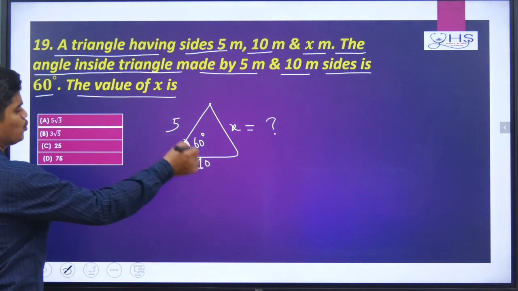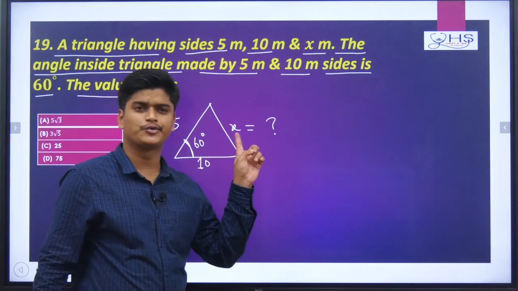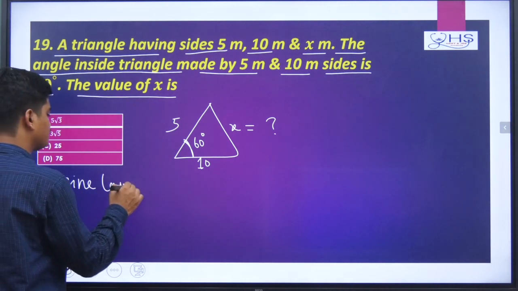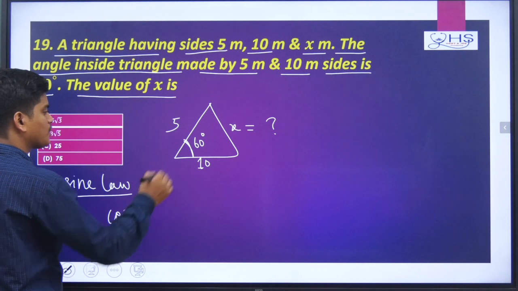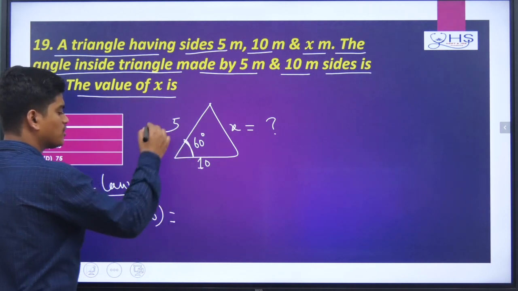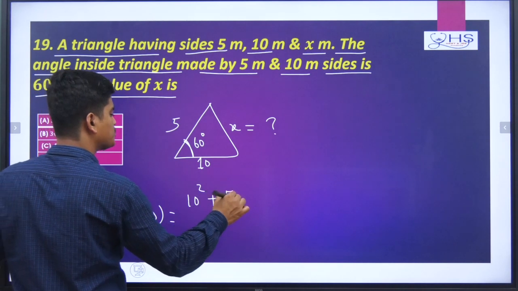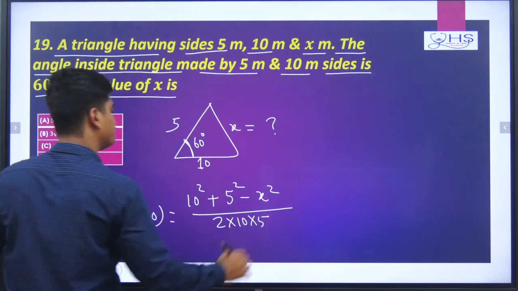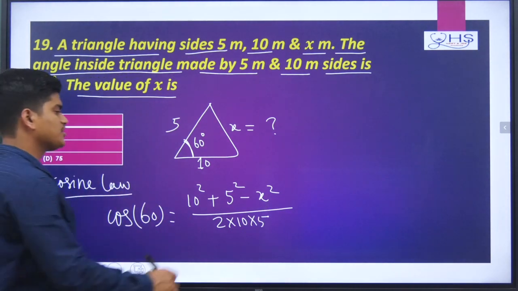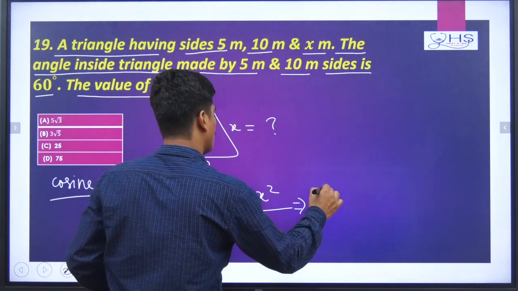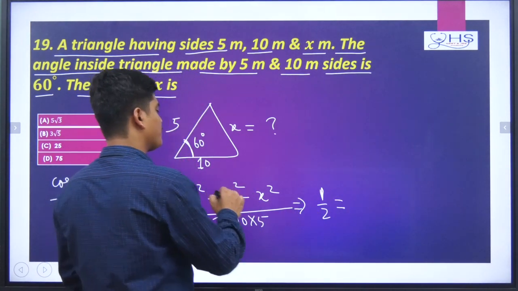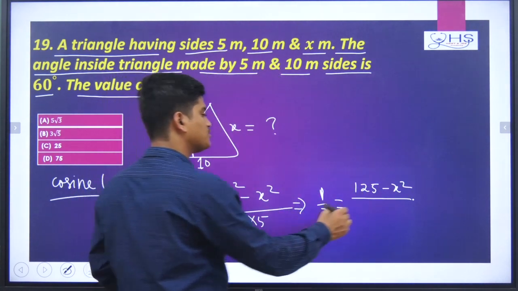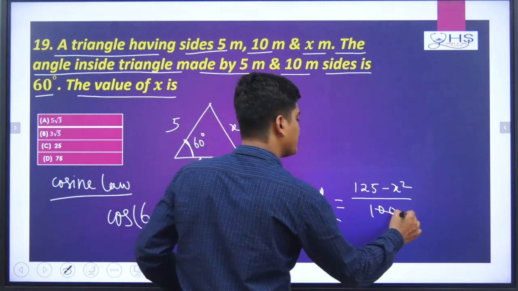Now you see, if two sides and one angle are given and you have to find another side, at that time you can use cosine law. Just before we studied what is cosine law. Cos 60 is nothing but 10 square plus 5 square minus x square divided by 2 into 10 into 5. Cos 60 is 1 by 2, and 10 square plus 5 square I can write as 125, minus x square, divided by 100. Now 2 will cancel 100 as 50.